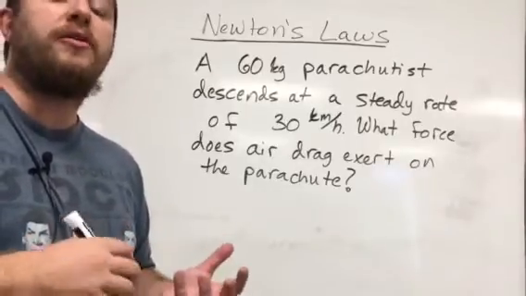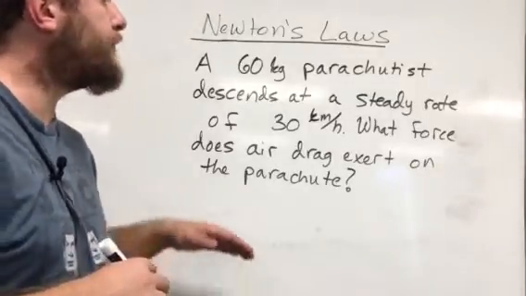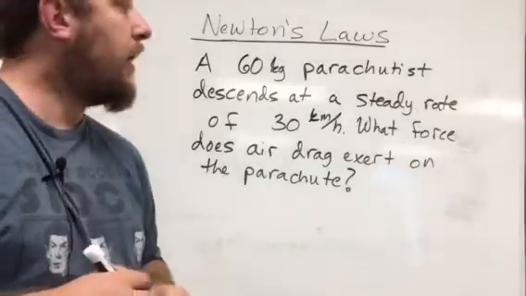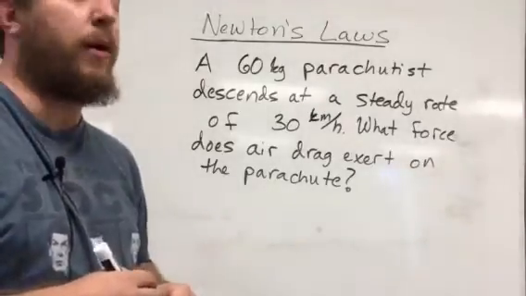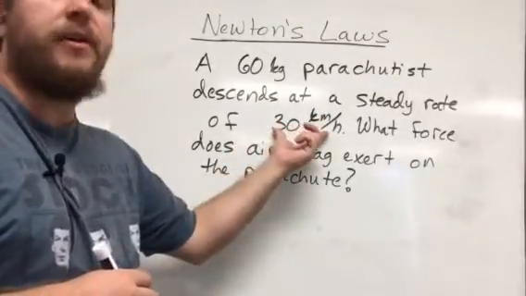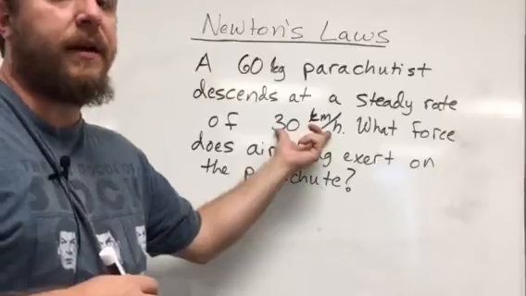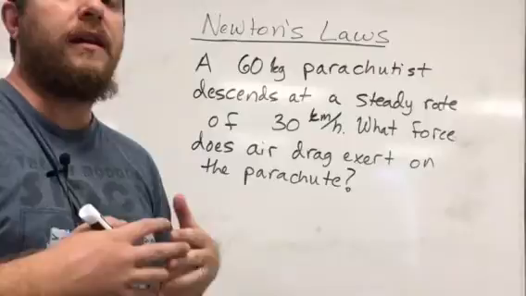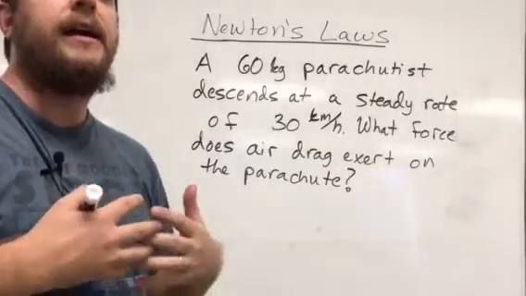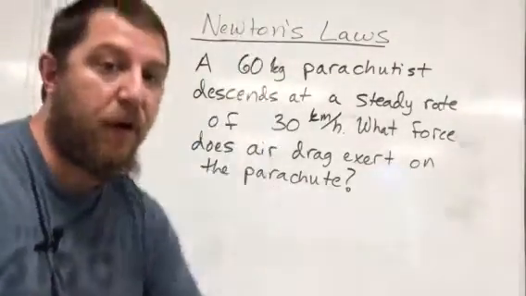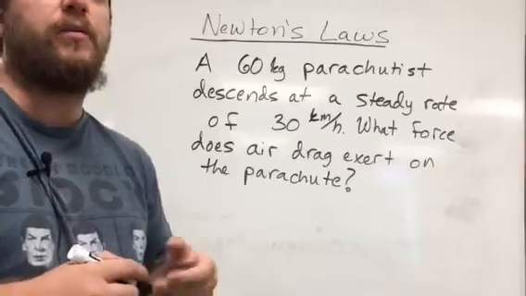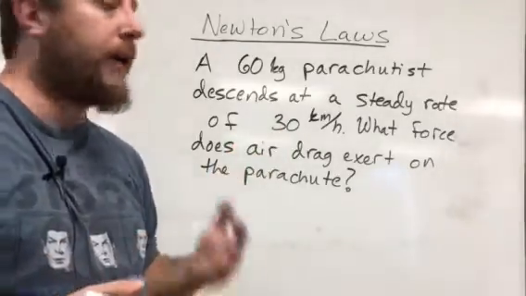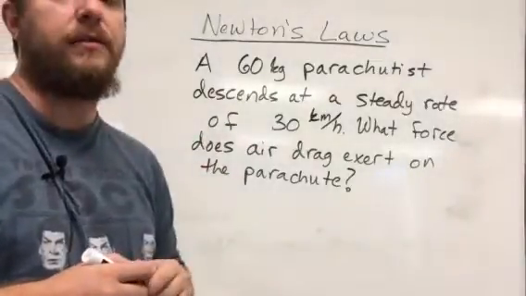How do I know that air drag is working? Well, first of all, he's descending at a constant rate of 30 kilometers per hour. Now, this is a unit of speed or velocity, right? So if he's descending at a constant speed, then he is not accelerating. If there were no air drag, he would just be falling at 9.8 meters per second squared, which is an acceleration. So I know that air drag is working because he's descending at a constant rate.